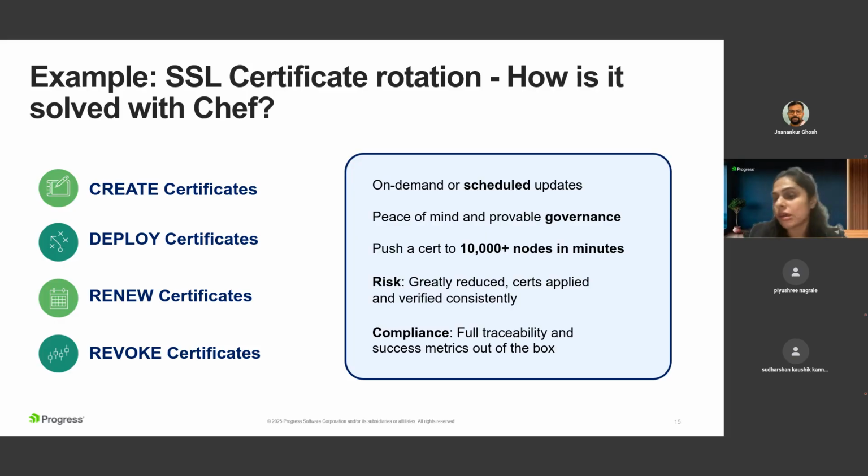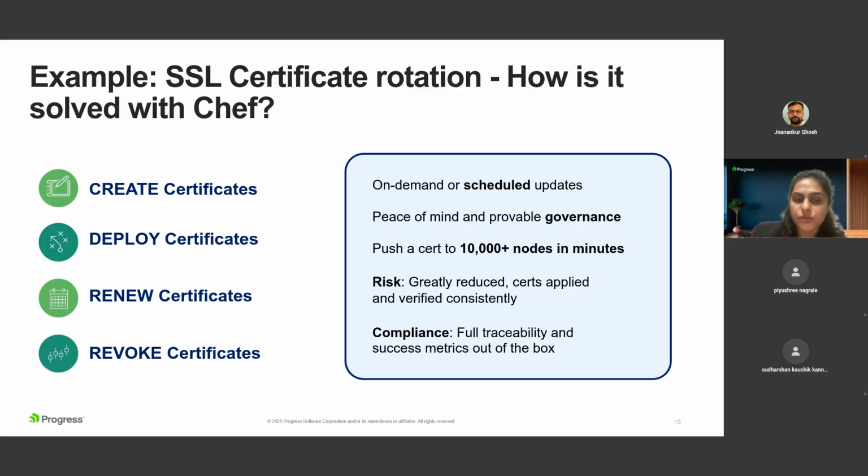So you can publish certificates to over 10,000 nodes within minutes, eliminating the need for manual coordination across the teams. This not only saves time, but it reduces the risk of any manual intervention. From a compliance standpoint, Chef provides audit ready logs. So you can demonstrate governance and security posture during reviews or audits without scrambling for evidence.